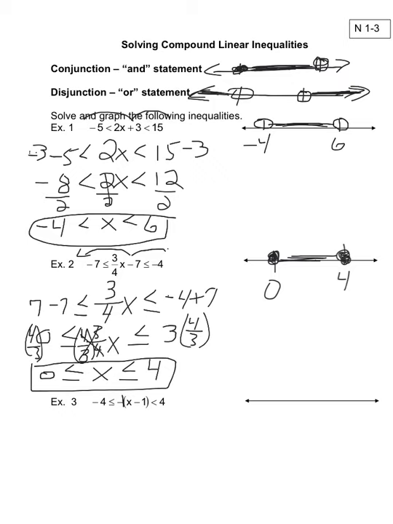First things first, we have to distribute that through. So I get -1 times x is -1x. -1 times a -1 is +1. Bring down my signs. So a less than 4 over here is greater than or equal to -4.